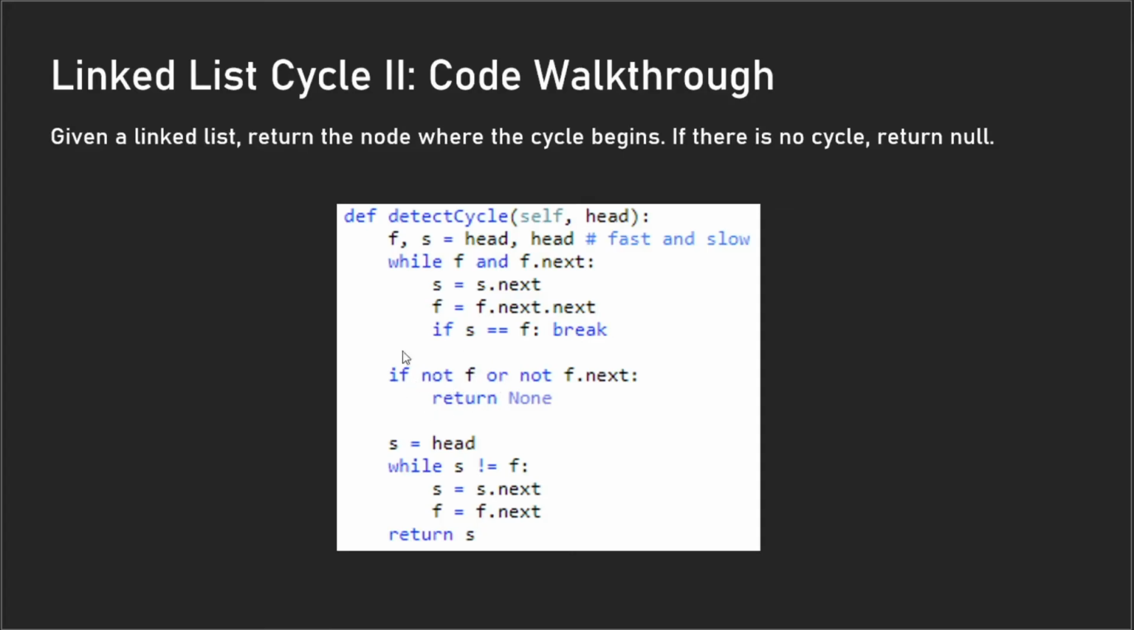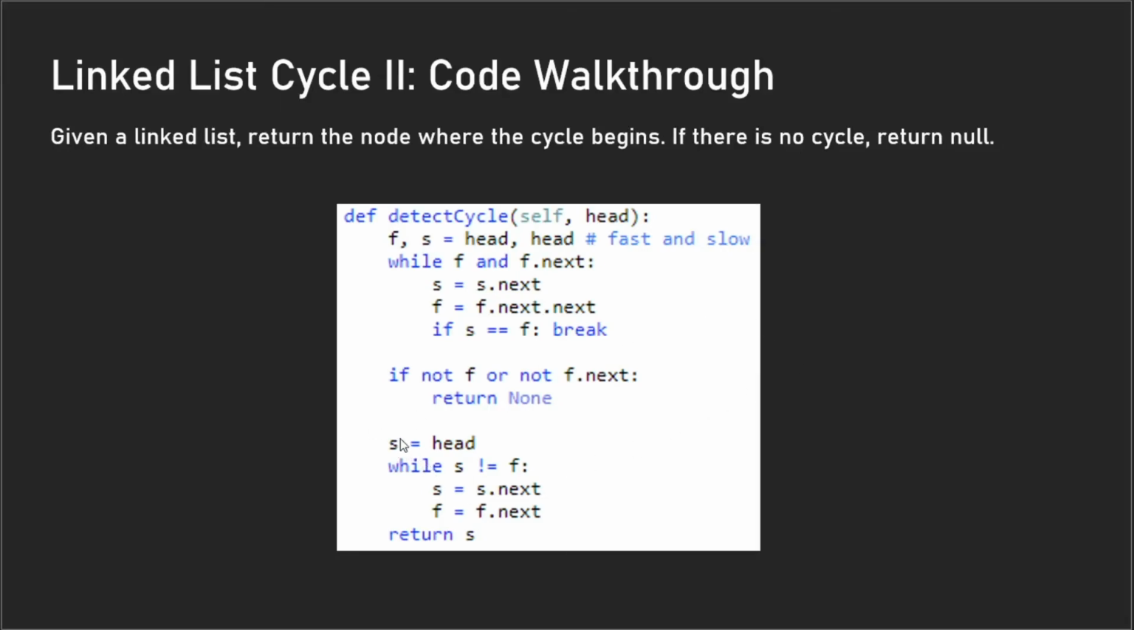Then we have this case here to check if not f or not f.next. So what does this mean? This means that the loop actually broke because either f was equal to null or f.next was equal to null. In which case we know that there's no cycle in it and we can just return None. In other words, it means we've reached the end of the linked list.